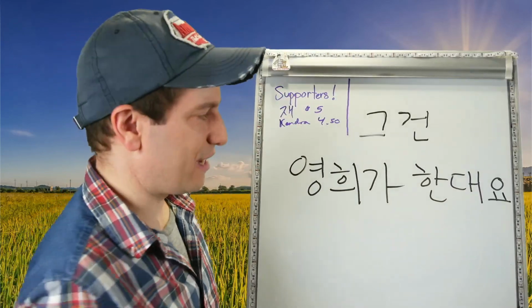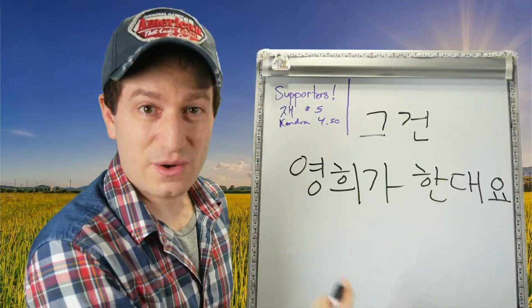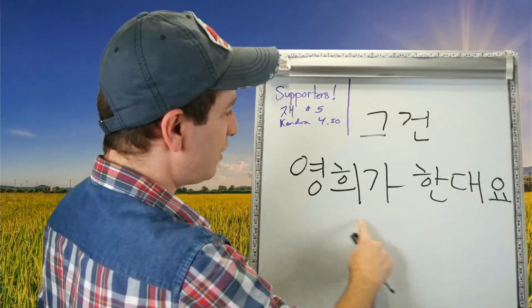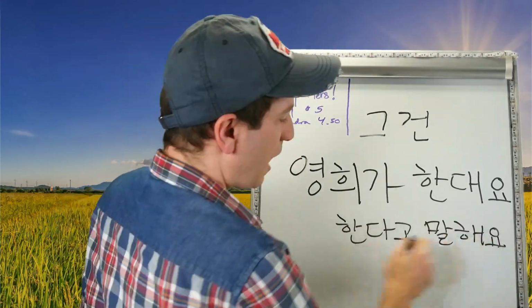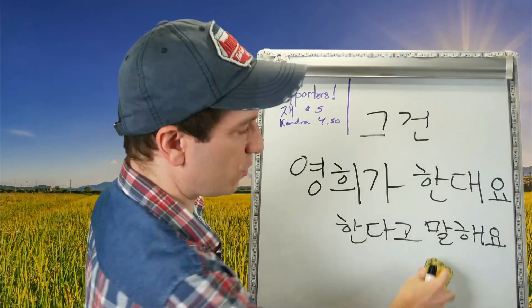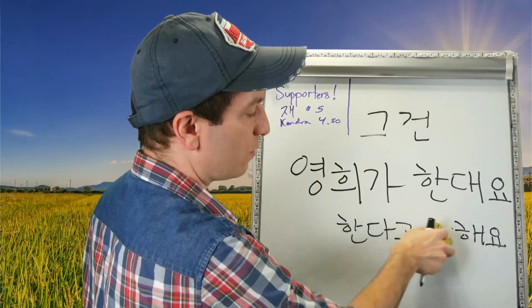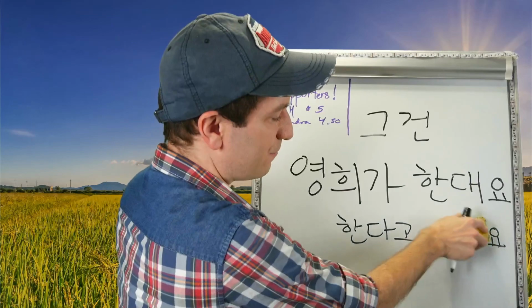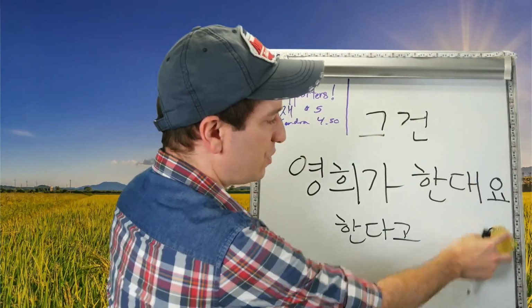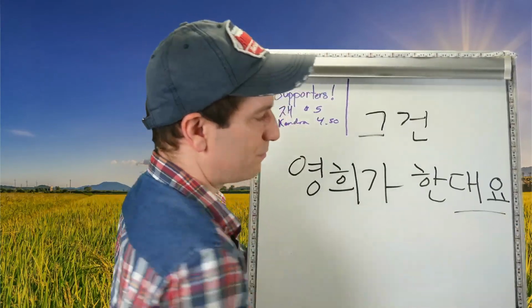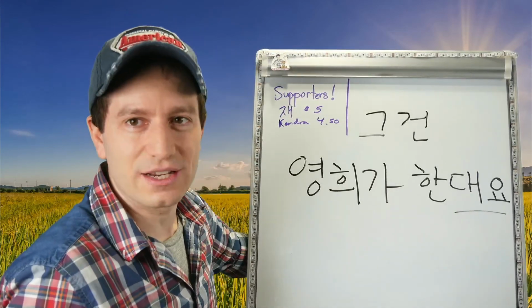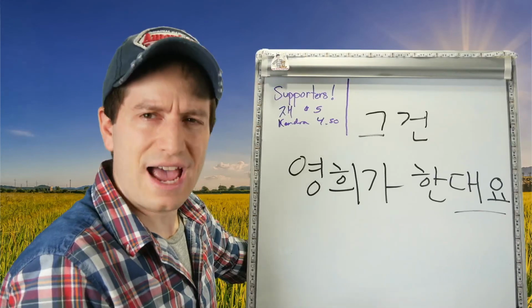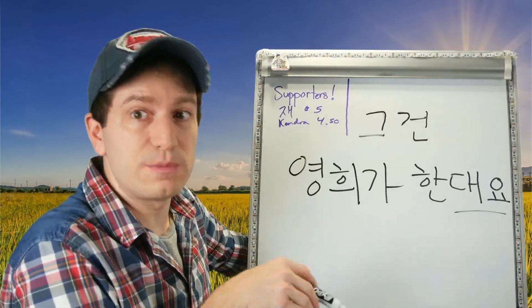그건 영희가 한대요. So as for that thing, 영희가 한대요. So this is a shortened version of saying 한다고 말해요, which is usually shortened to 한다고 해요. Or you could even say 한다고요. 그건 영희가 한다고요. So 영희 says 한대요. She says that she's doing it. She's going to do it. Remember, the present tense doesn't have to only mean am doing. It can also mean will do.